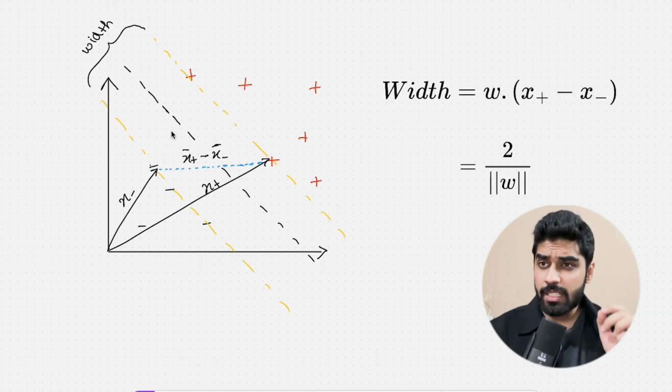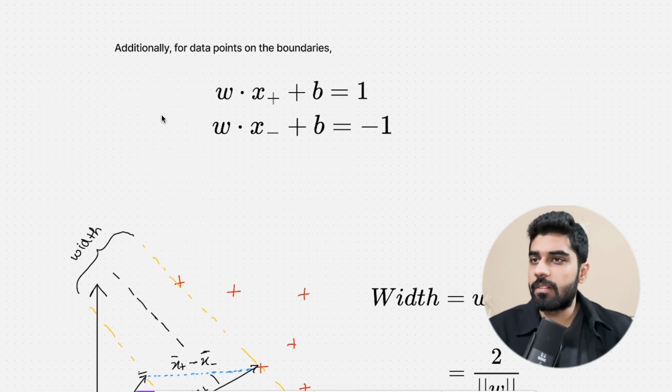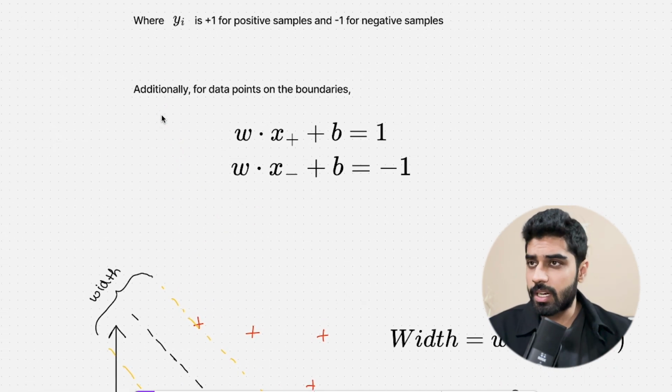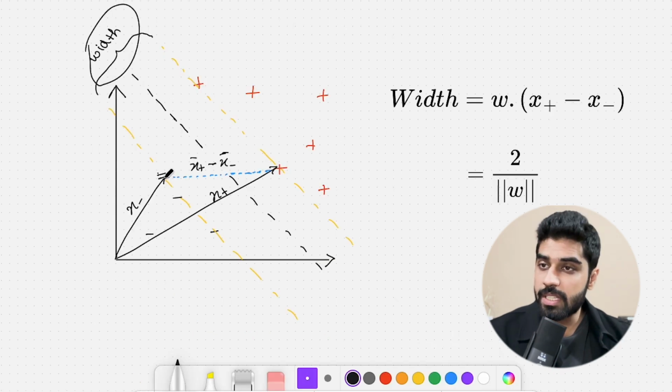Now let's calculate the width of these margins. What we have right now is that we have defined all the conditions that we want to impose on W and b. So the width can be written in terms of these boundary points x plus and x minus, and through these two vectors, we can say this blue dotted line is equal to x plus minus x minus.